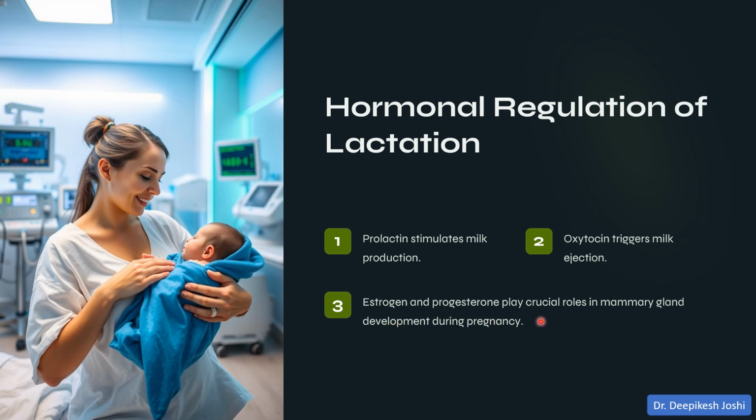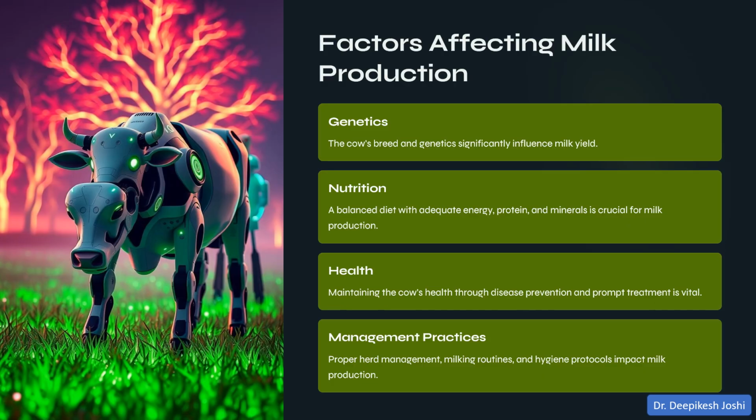Estrogen and progesterone play a crucial role in mammary gland development during pregnancy. In the initial phase, estrogen causes duct development, and progesterone causes alveolar development.